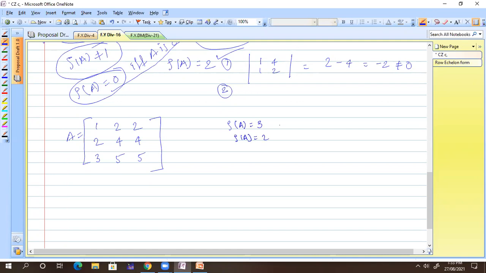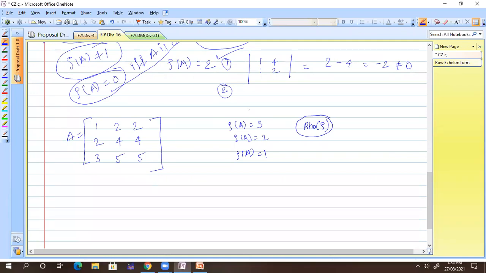Any other? Someone is saying 1 also. So we have different answers. Just give me a minute, I can write down here also. So rank of A, someone is saying it is 1. Rank is denoted by rho, that sign is nothing but rho. So keep that in your mind, rho.